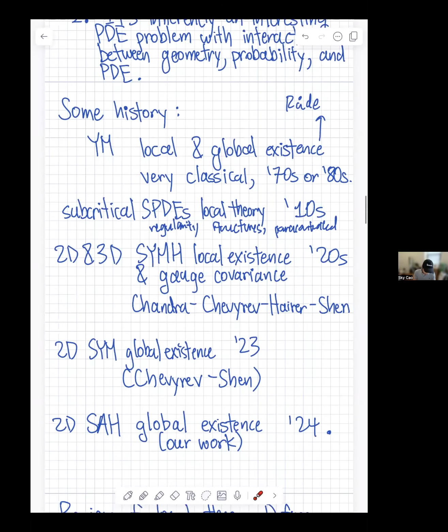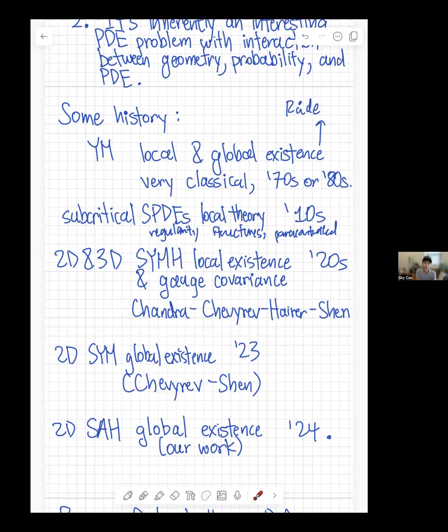And then more recently, there was this paper from '23 by Chevyrev and Shen that showed global existence for 2D stochastic Yang-Mills. And then there was our work which showed global existence for stochastic Abelian-Higgs. So I do want to compare and contrast these two works, because in a sense, these works are both more general and less general relative to each other. So the first work is more general because they consider Yang-Mills, so even the non-Abelian case. But it's also less general because they don't look at a Higgs field, right? So it's Yang-Mills, not Yang-Mills-Higgs, whereas we have this Higgs field here.